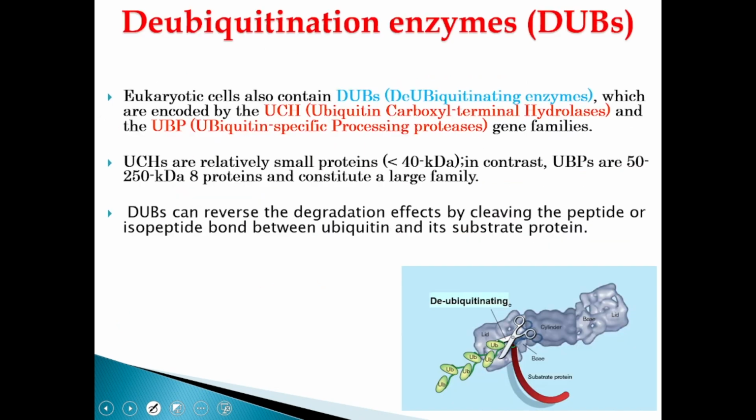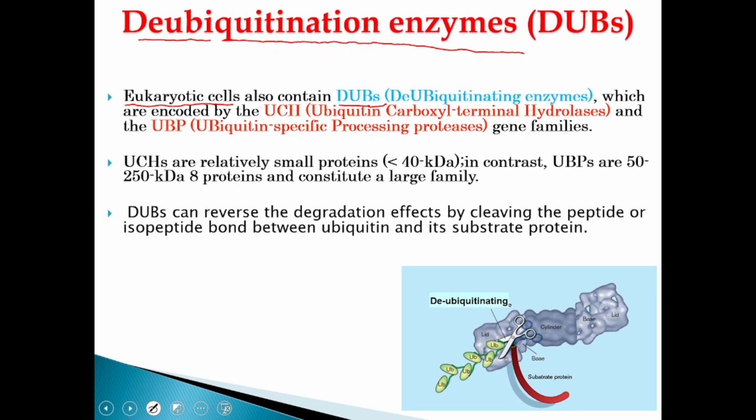And finally, the last thing. Now, errors can happen. You have seen during DNA replication, translation, transcription, errors happen all the time. So that error needs to be corrected, isn't it? Similarly, for proteins that get ubiquitinated by mistake, that mistake needs to be corrected. And how does that mistake get corrected? In our cells, we have enzymes which are called deubiquitination enzymes, DUBs.